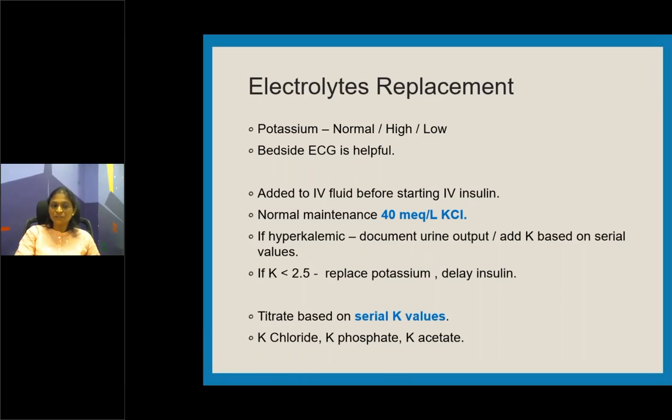Potassium can be replaced in the form of potassium chloride, potassium phosphate, and potassium acetate. When we give a higher amount of potassium chloride, this can contribute to hyperchloremic acidosis. And if we give the whole volume of potassium replacement in the form of potassium phosphate, this can precipitate hypocalcemia.